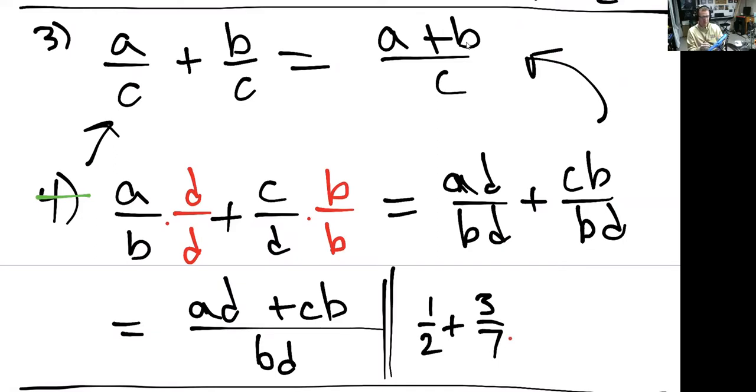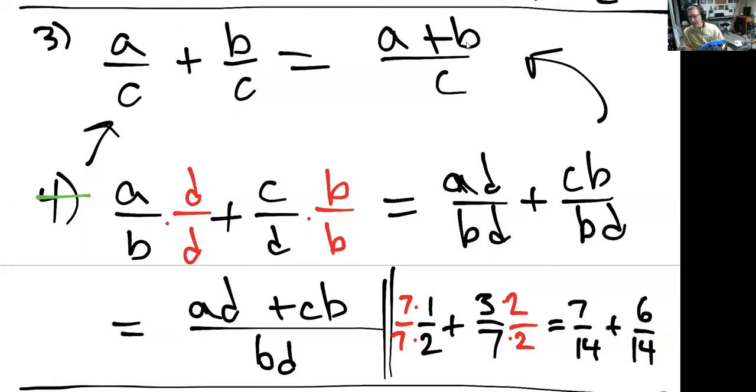So let's multiply by 2 here on top and bottom. We notice the 2 doesn't have a factor of 7 down there, so let's multiply by 7 on top and bottom there. And this gives us 7 over 14 plus 6 over 14. See, now they have the same denominator, so we can just add the numerators. It gives us 13. We divide by the same denominator they both had. So it's 13/14. That's property 4.